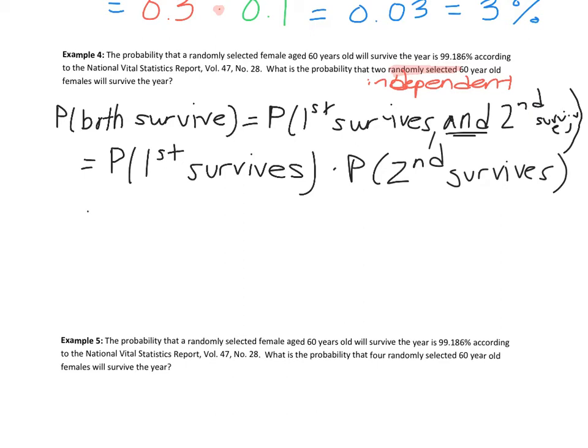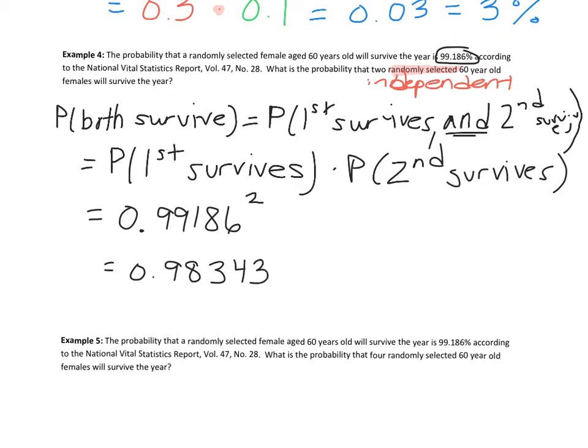So it's 99.186, so it's 0.99186 times the same. But rather than writing the same product twice, we have a shortcut way of writing it. We can use an exponent. So let's use an exponent instead, and then we'll put that into our calculator and we'll get our solution. All right, so that's from our calculator. I always like to give the answer in the same format it was given to us in the problem, which was a percentage. So I would actually write this as 98.343%.